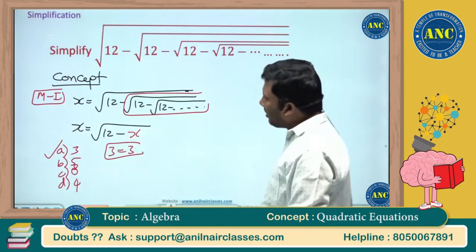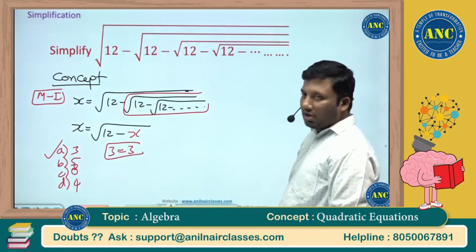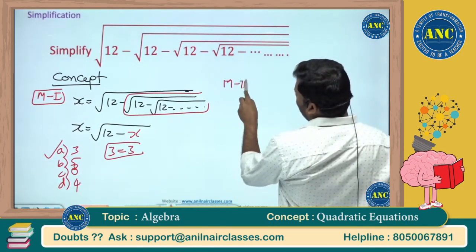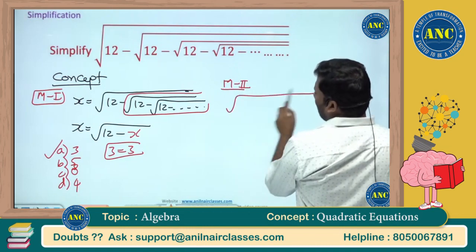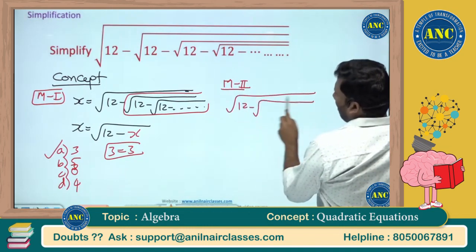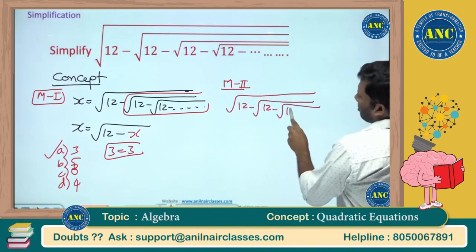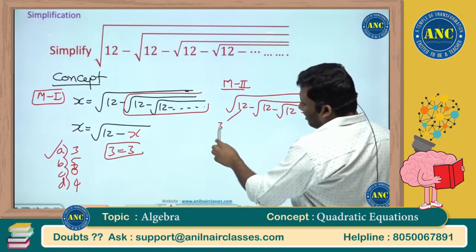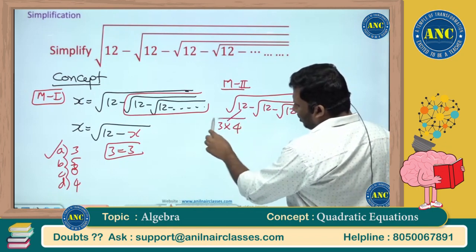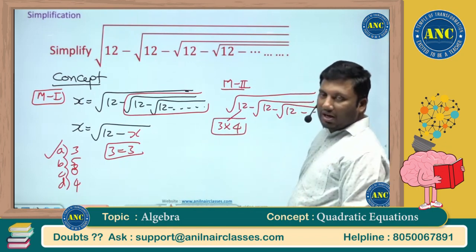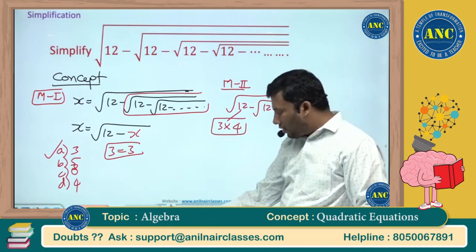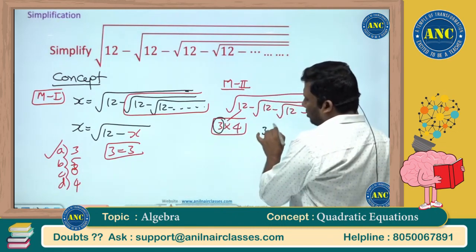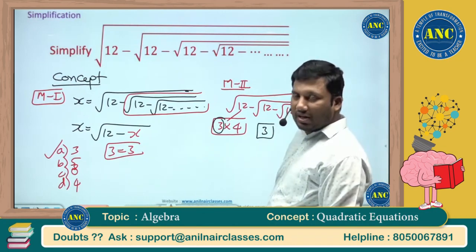Method 1: x equals root of 12 minus root of 12 minus root of 12 minus. Method 2, listen carefully. First take the number 12 minus 12 minus 12 minus and so on. Can I write this number as a product of two consecutive numbers? Yes. What are the consecutive numbers? 3 and 4. The answer will be the smallest number, which is 3.